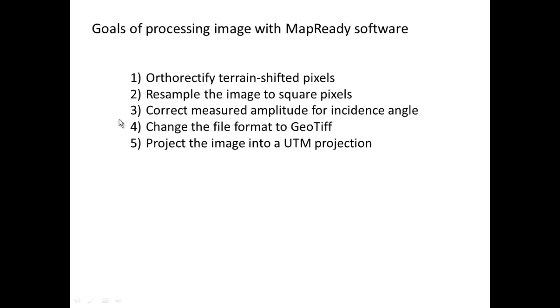And here's a list of 5 major things we'll be doing with the MapReady software as we process our images. First, we'll be ortho rectifying some of those terrain shifted pixels, moving the peaks of those mountains back to where those pixels should have been if they weren't laid over. We'll also be resampling the image into square pixels. Recall that because the pixel size varies across a radar image, we're going to need to resample those into equally sized square pixels so we can put them into a raster.